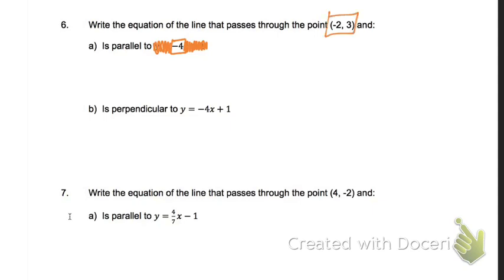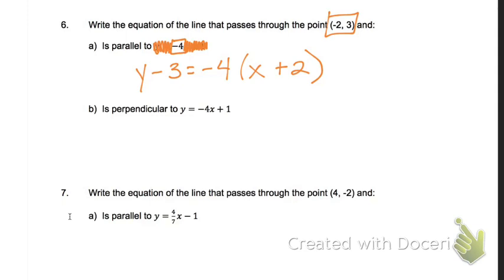So to use point slope form, all you need is a point and a slope, and that's exactly what we have. So now I'm going to write it in point slope form. Y minus 3 equals -4 times x plus 2. Good.